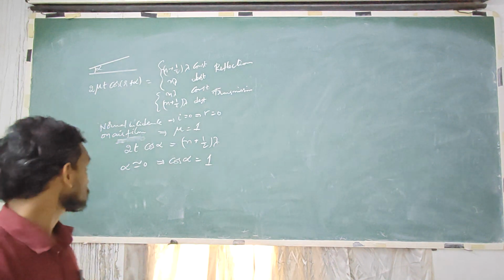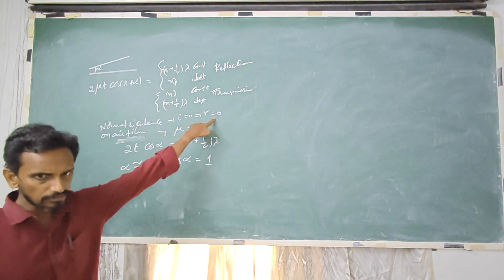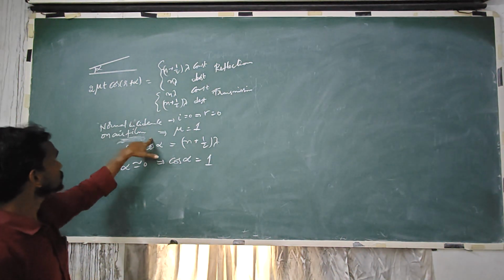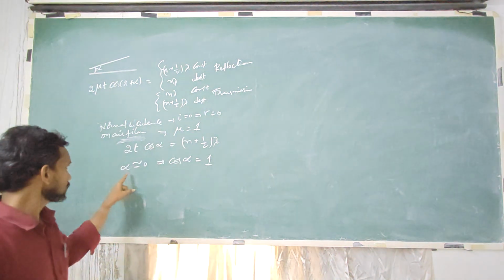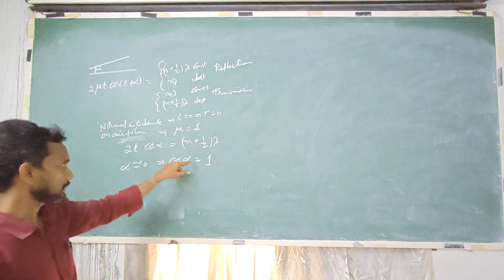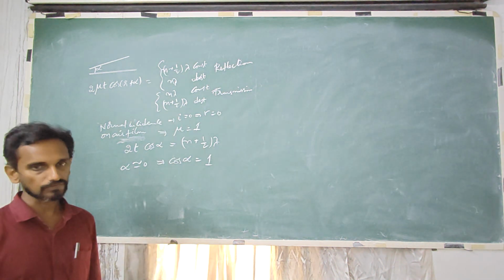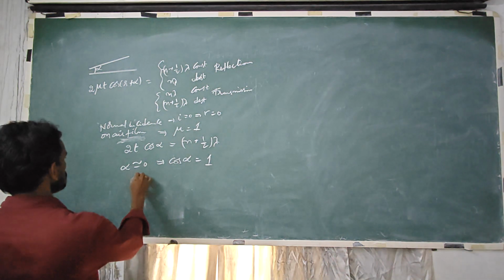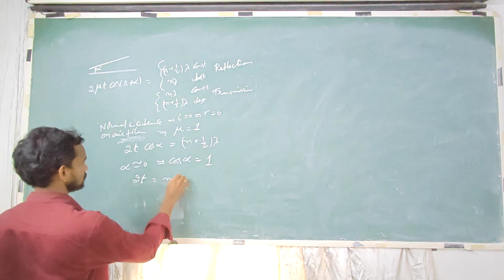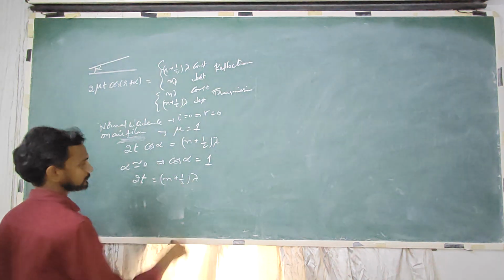So we're imposing three conditions. Normal incidence, i equal to 0, r becomes 0. Air film, so the refractive index becomes 1, and the angle of the wedge is negligibly small. So alpha is nearly 0, then cos alpha becomes 1. So then 2t is equal to (n plus half) lambda.